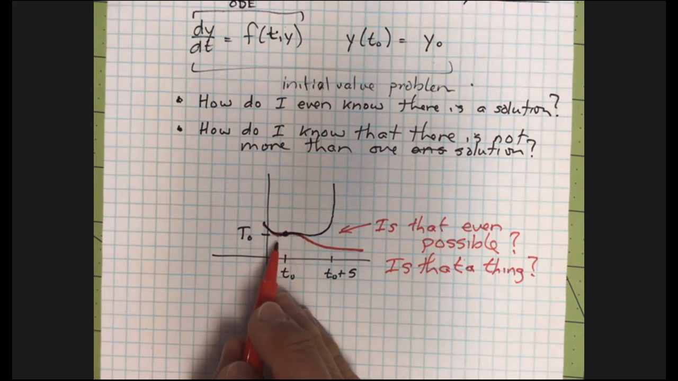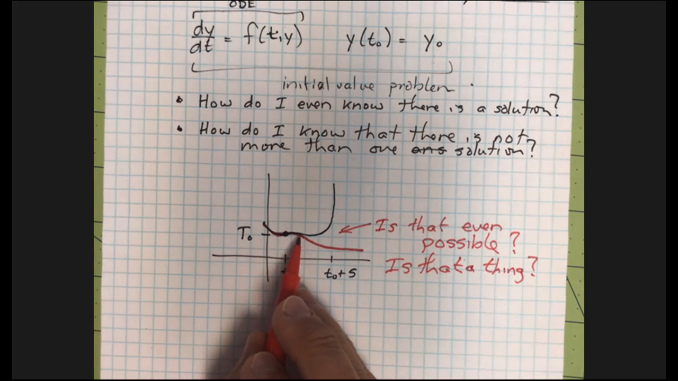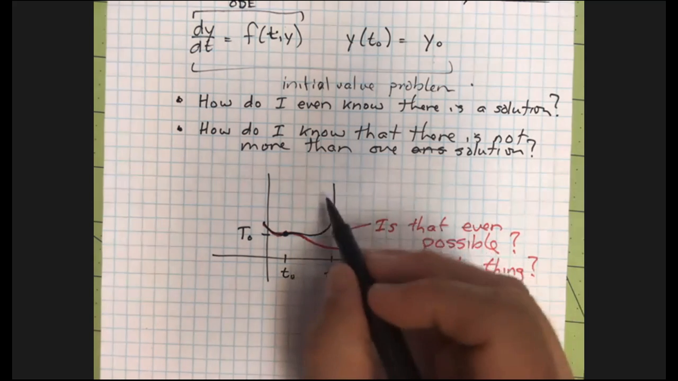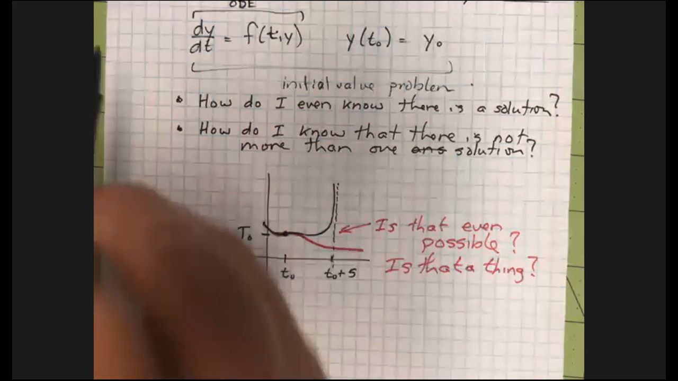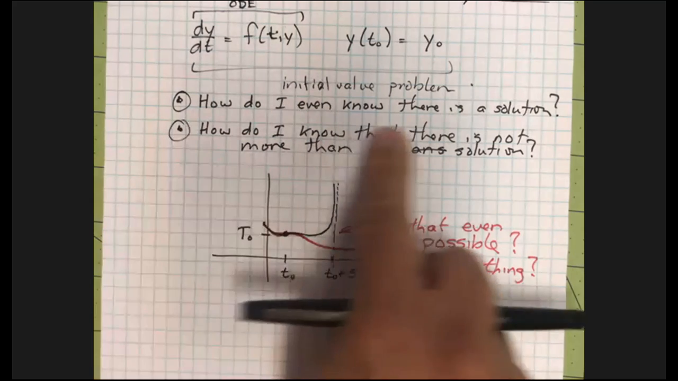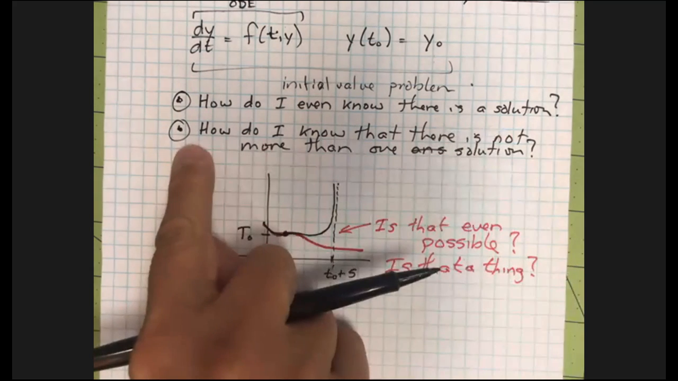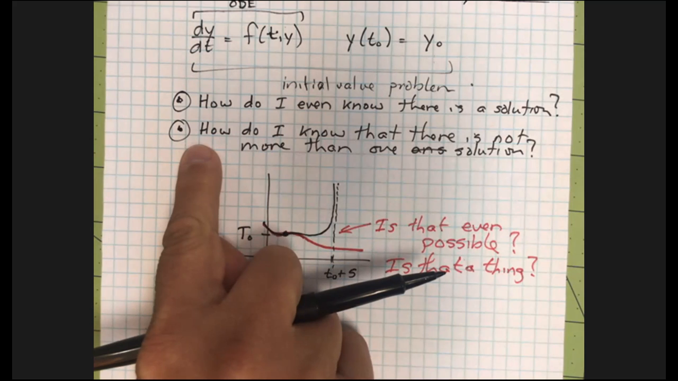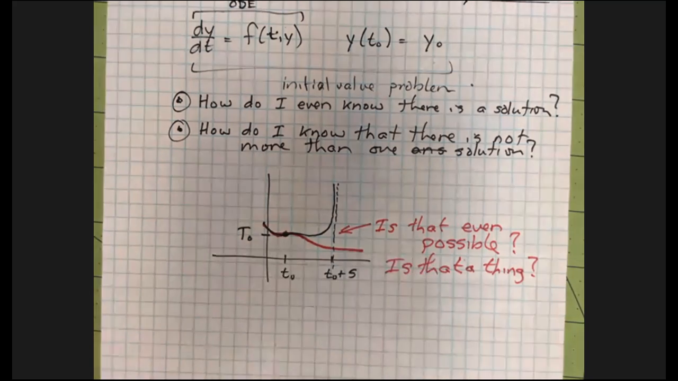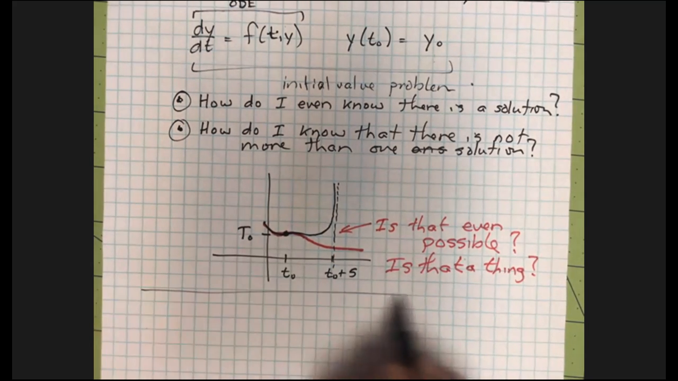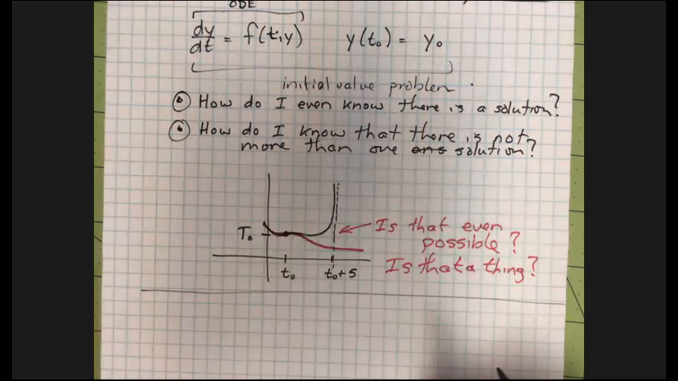That would be pretty sad if you had a differential equation that had two answers and one ended in disaster and one ended in stability and you didn't know which was about to happen, right? So these are two critical questions. How do I even know there's an answer? And if I have an answer, how do I know that there's not another answer that's more correct than the one I have? Maybe there's 1,000 answers, maybe like parallel universes and stuff, right? Well, the answer is it's not going to be so exotic.